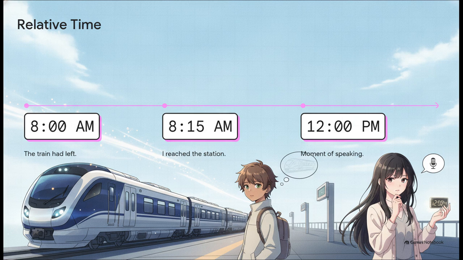But then we have relative time, like the past perfect, where we shift that anchor entirely to show the sequence of two past actions. Say it's noon right now. I don't anchor my sentence to noon. Instead, I say, the train had left before I reached the station. I'm anchoring the train's 8 a.m. departure directly to my arrival at 8:15 a.m., like a train leaving before you even showed up. It's a relative timeline happening entirely in the past.